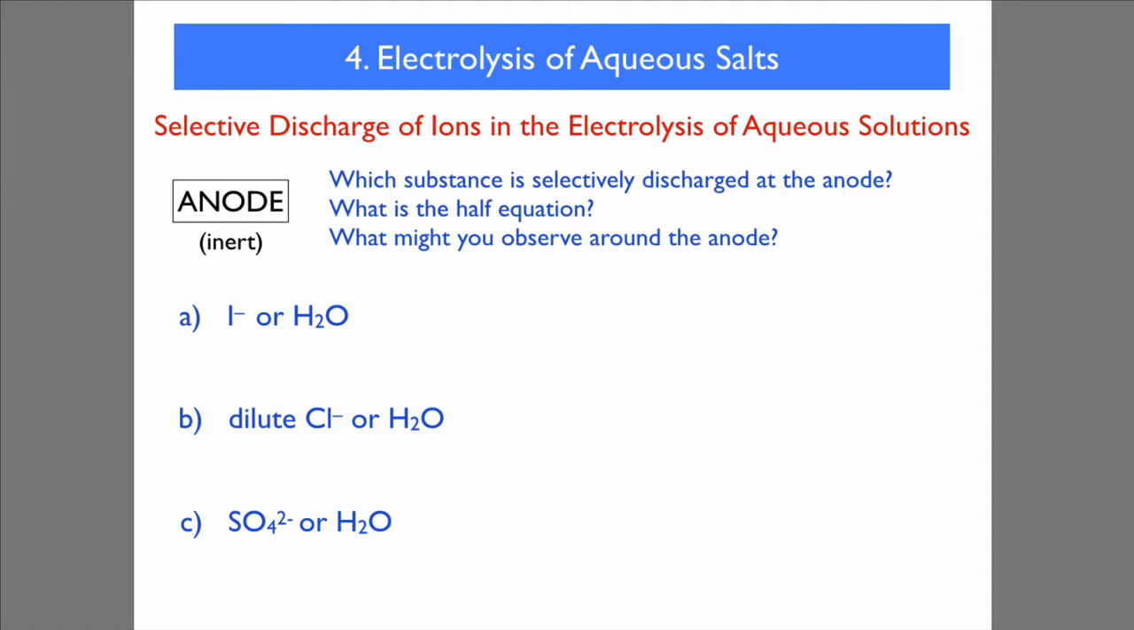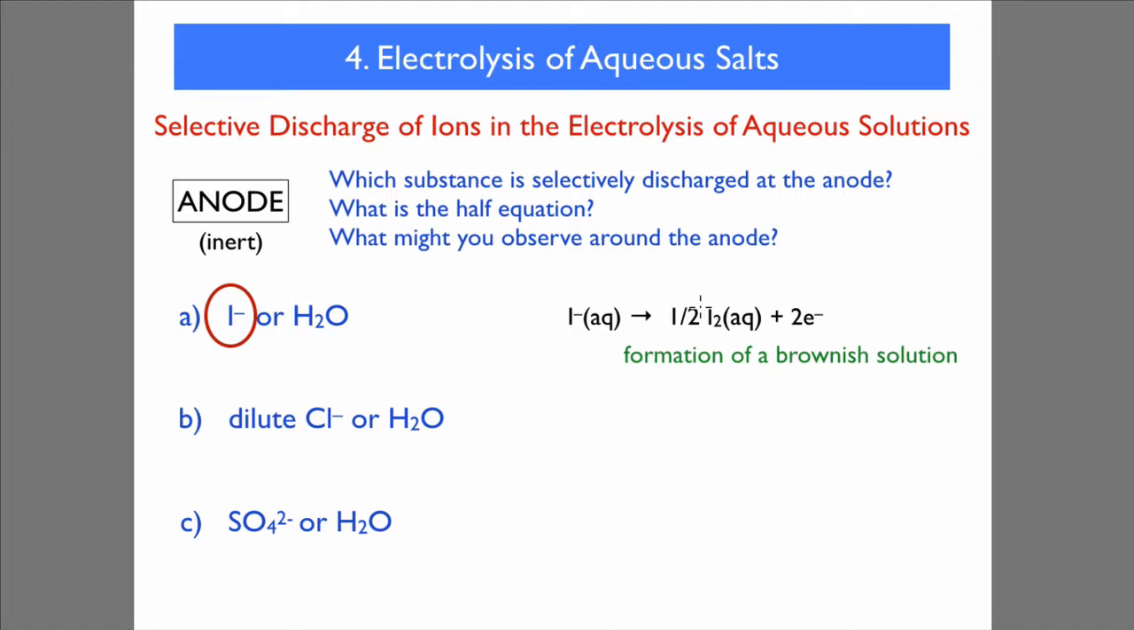Okay, let's have a look at the anode. Question A. You've got iodine or water. Have a look at your table. Which substance is selectively discharged at the anode? That's right, it is iodine. Write down the half equation from the table, and what would you see? Well, we're getting iodine formed, so we're going to see the formation of a brownish solution.